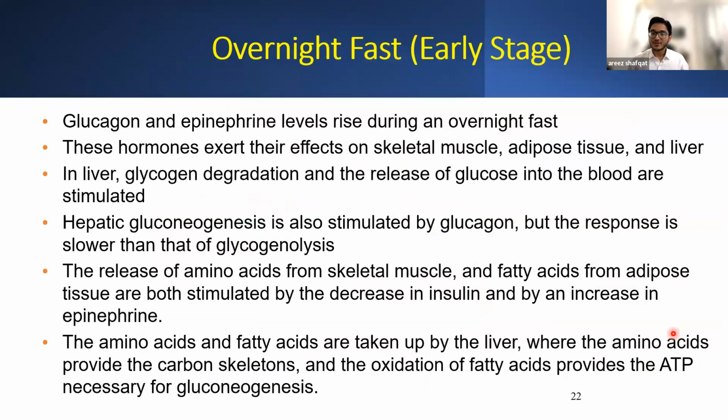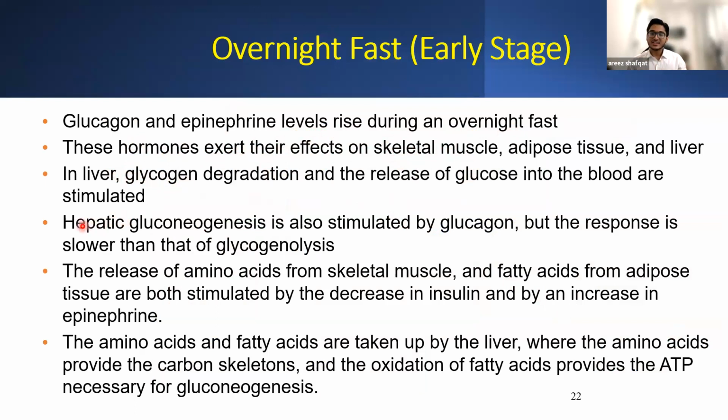Now, this is what your doctor said. Glucagon and epinephrine levels rise during an overnight fast acutely. These hormones, like insulin, exert their effects on the skeletal muscle, on the adipose tissue, and the liver. In the liver, they stimulate glycogen breakdown and the release of glucose.